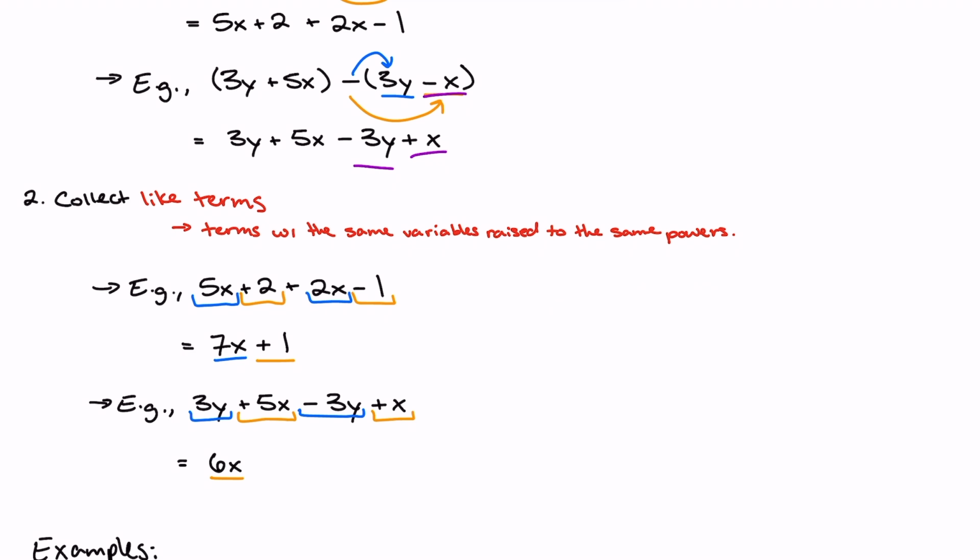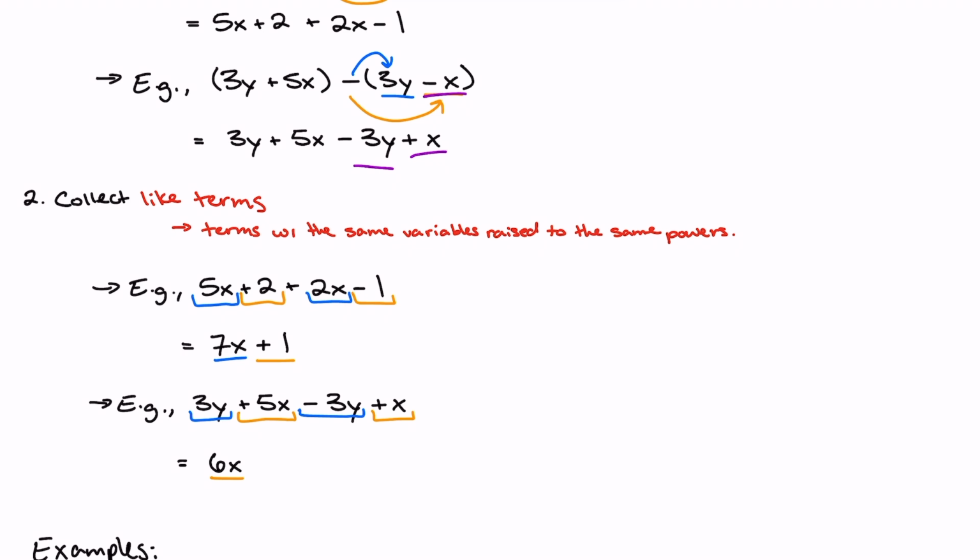So sticking with our examples from earlier, we have 5x plus 2 plus 2x minus 1. So our 5x and our 2x would be like terms because they both have x raised to the power of 1. And our constants would be like terms because they don't have any variables.